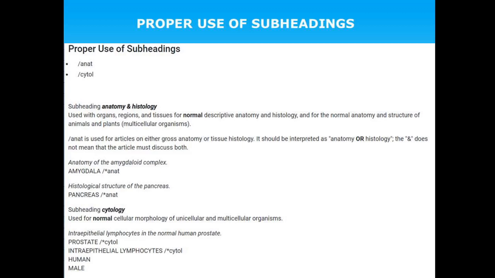Remember that. So you see the title, anatomy of amygdaloid complex. The amygdaloid is a part of the brain which plays a vital role in human emotions and behavior. So it falls under gross anatomy, and you can use the subheading ANAT as a major heading.